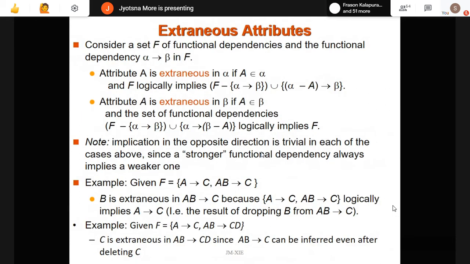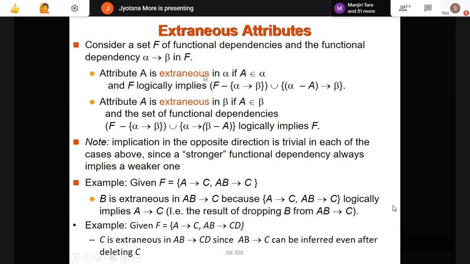Extraneous attribute. Again, they have not asked questions from this, but it is slightly difficult to understand. I'll suggest you just learn this formula, because solving with this is difficult. We will solve the sum based on this. Extraneous attribute. Consider a set F of functional dependencies and the functional dependency alpha determines beta in F. So this is the given set of functional dependencies. In that, they have given alpha determines beta as one functional dependency.